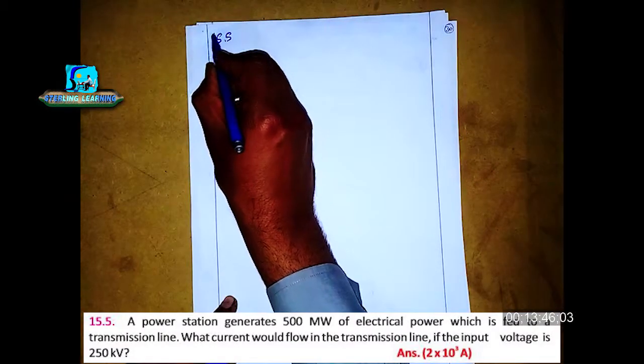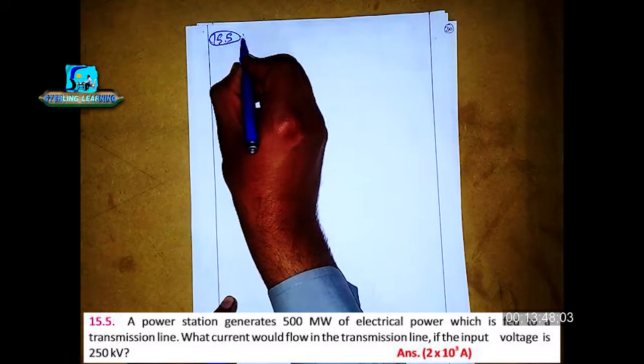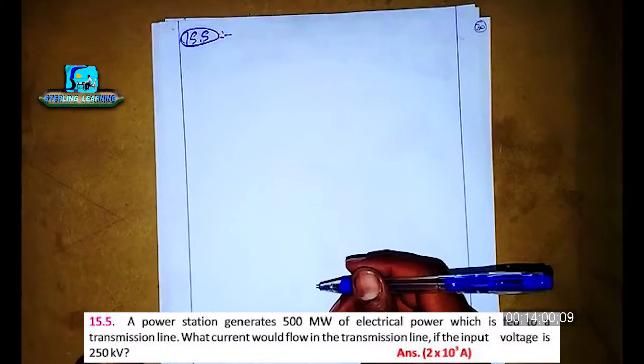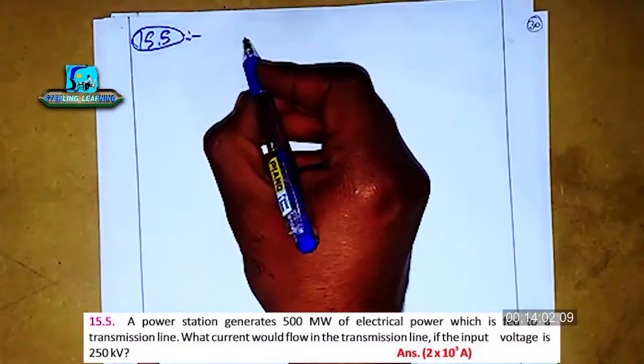The last one of this chapter, and then there are no numericals of 16 and 17. We will just discuss those chapters a little bit, and then we will start our chapter number 18 in the next video. Power station generates 5,000 megawatt of electrical power.